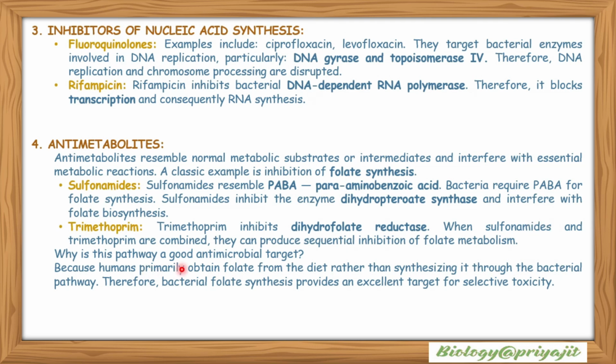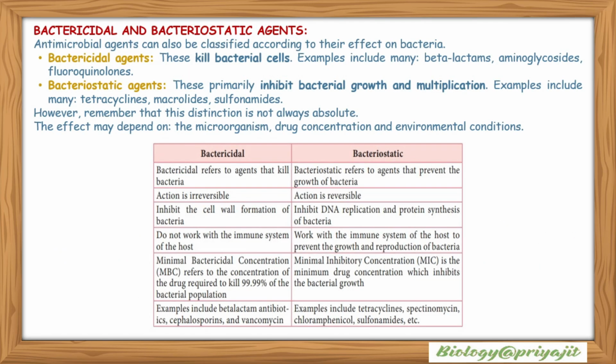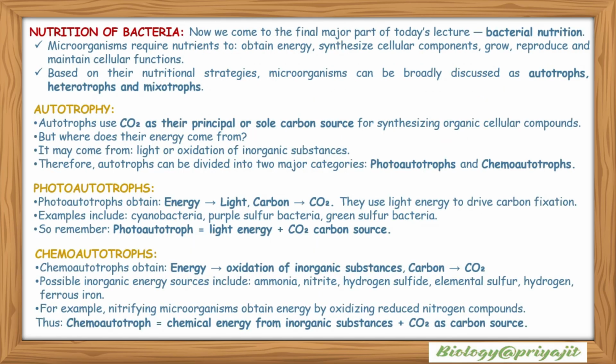Why is this pathway good for an antimicrobial target? Because humans primarily obtain folate from their diet rather than synthesizing it through the bacterial pathway. So therefore, bacterial folate synthesis provides an excellent target for selective toxicity. Bactericidal and bacteriostatic agents. Bactericidal agents kill bacteria. Examples include beta-lactams, aminoglycosides, fluoroquinolones, etc. Bacteriostatic agents inhibit bacterial growth and multiplication. Examples include tetracyclines, macrolides, sulfonamides, etc. This is the difference between bactericidal and bacteriostatic agents.